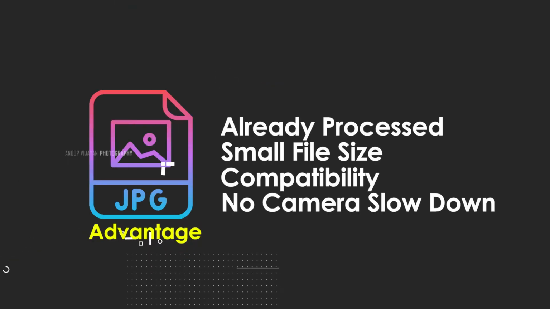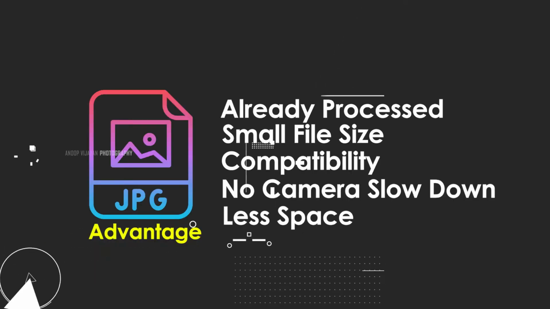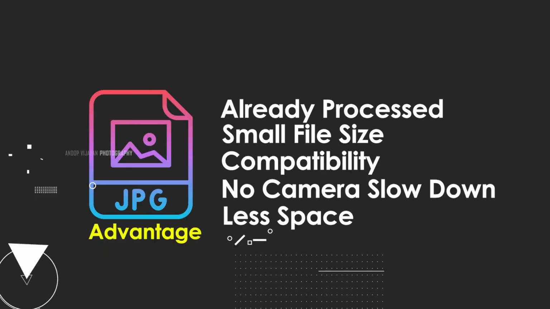Coming to the fourth point, no camera slowdown. That means due to the smaller size, the camera can write your files very easily without any delay. That is one important point in JPEG. Coming to the fifth point, less space. That means a normal JPEG file comes to around 10 to 12 MB. Then you can imagine, when you capture 500 images, how much space is required. All these things are the advantages of the JPEG file.